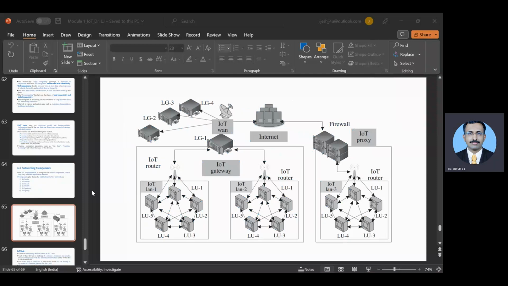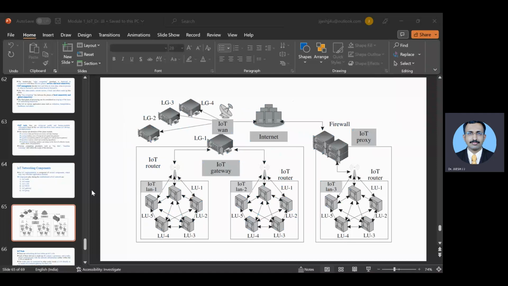Many gateways will be there. For example, here you can see one gateway, here another gateway, 3, 4, 5. Many gateways will be there because there will be plenty of users who are interconnected to each other. So you will have this LAN connection followed by the router, which forwards the information, and from the router it is passed on to the gateway. From the gateway, where will it go?